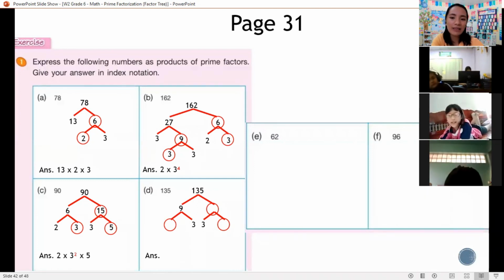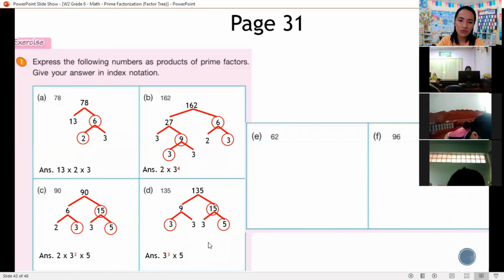9 times blank equals 135. What's the answer? 15. Very good. So the answer is 15. So your answer must be 3 to the power of 3 times 5. Now your activity will be letter E and F.